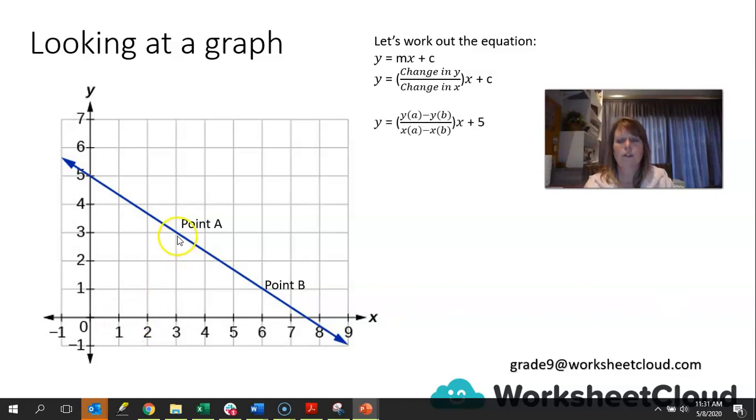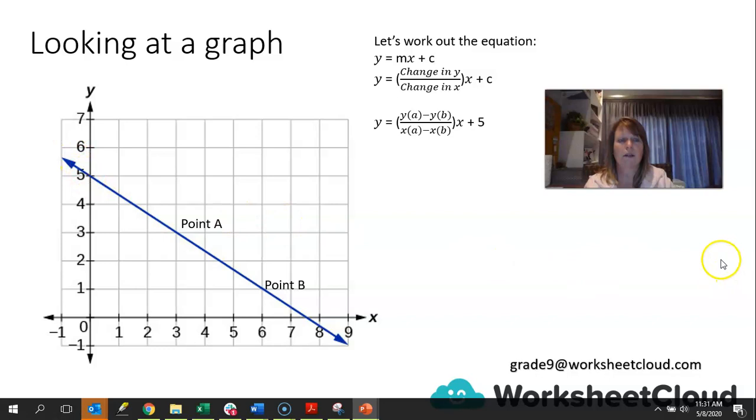Okay, we've got this one. The y value for this one is 3, and the y value for this one is 1. The x value for this one is 3, and the x value for this one is 6. And we can see where it's intercepted the y-axis is here. It is 5. Okay, so we've already got one part of our formula sorted out. It is 5 because the c represents the y-intercept. Can you see where it's intercepted the y-axis?